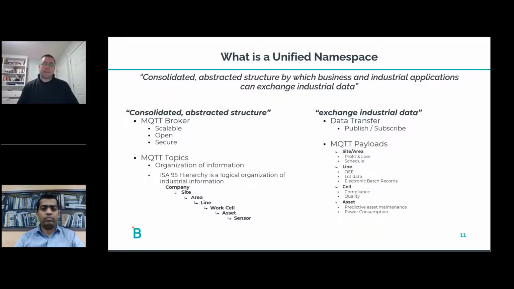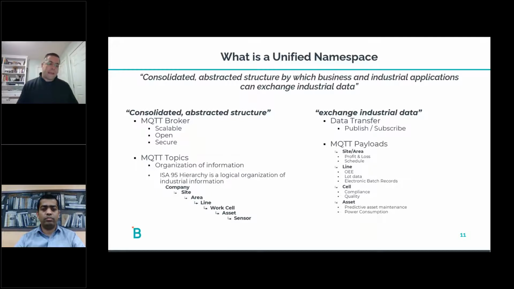Now, I've talked about Unified Namespace in a couple of points in our presentation, so I wanted to define what it is, because this is another new term that we're seeing in our industry. So the Unified Namespace, by definition, we say it's a consolidated, abstracted structure by which the business and industrial applications can exchange industrial data. So that's a mouthful and that's a lot of words. What does that really mean? When we talk about consolidated abstracted structure, we want to use a system to do that.